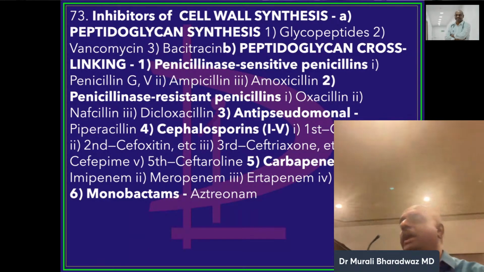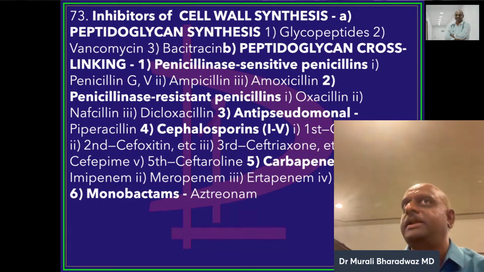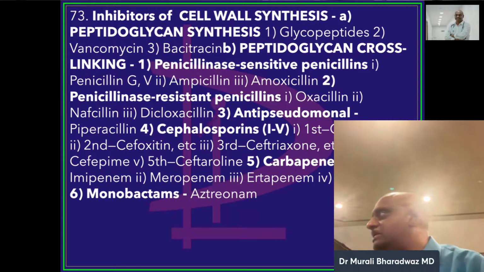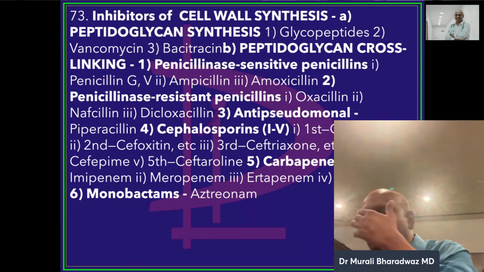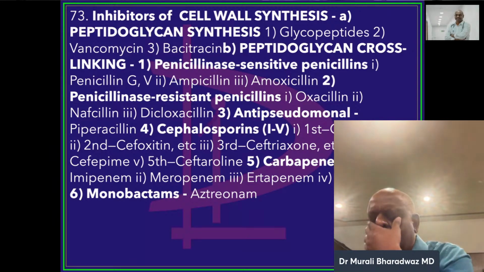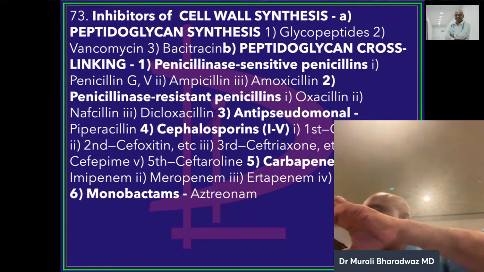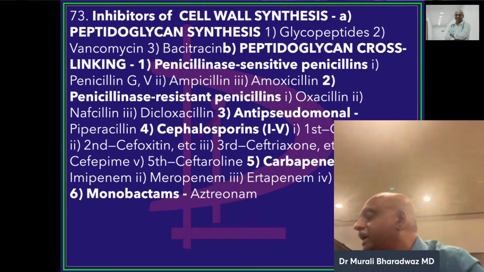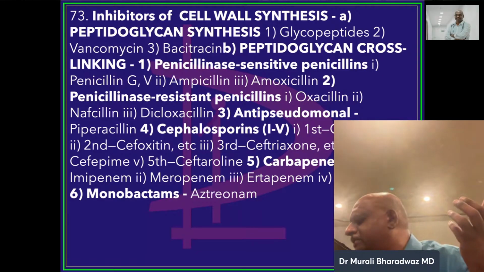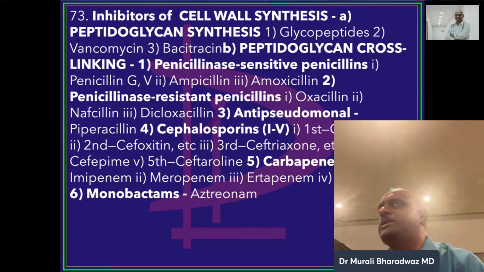So this you need to have by heart. Penicillin-sensitive penicillins are ampicillin, amoxicillin. Penicillinase-resistant penicillins are needed because organisms can get resistance by producing penicillinase. These are all penicillins, but to overcome that resistance, we require penicillinase-resistant penicillins like nafcillin, dicloxacillin, oxacillin.